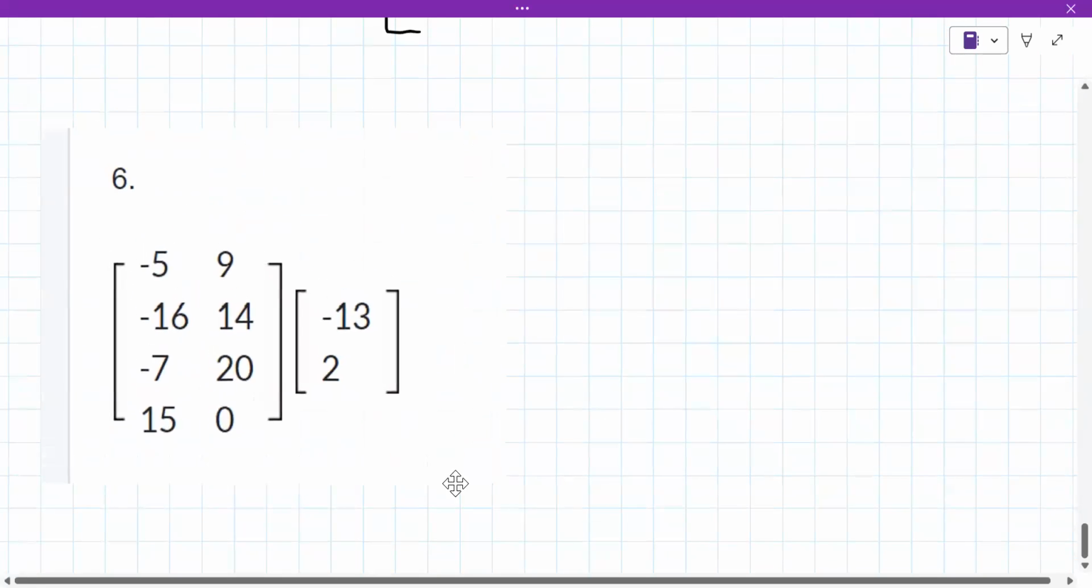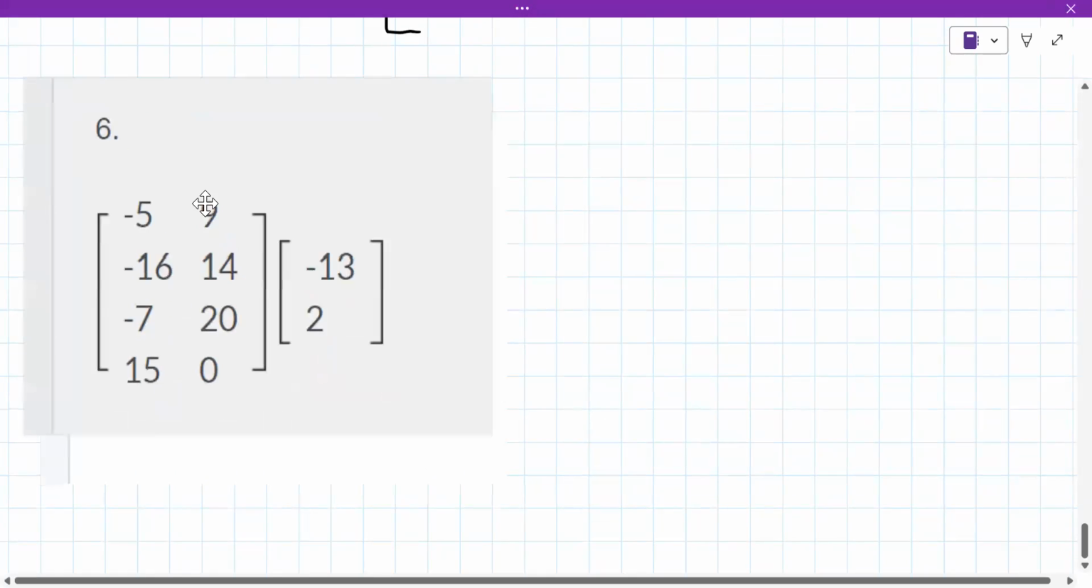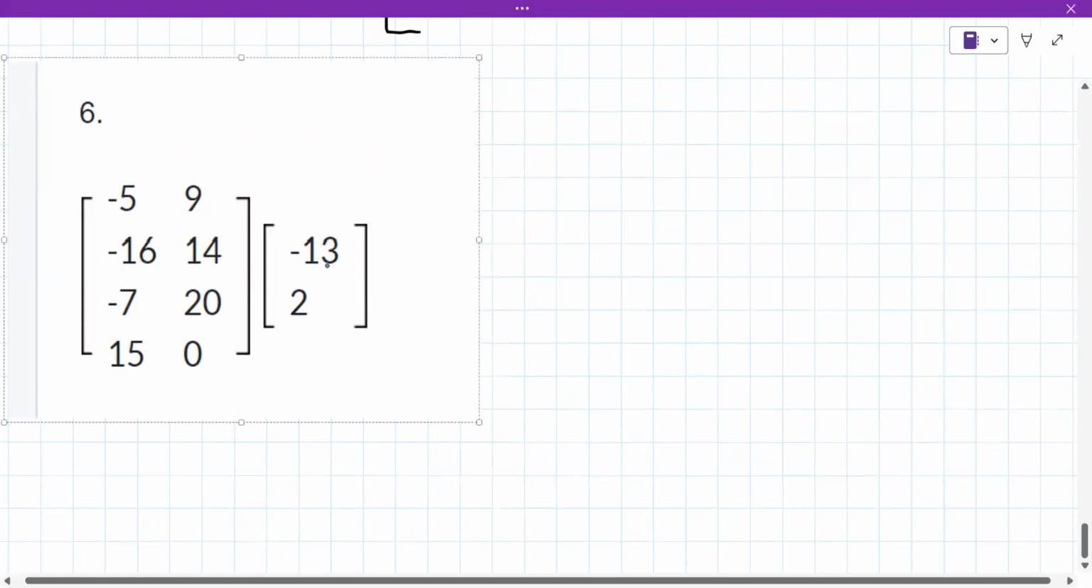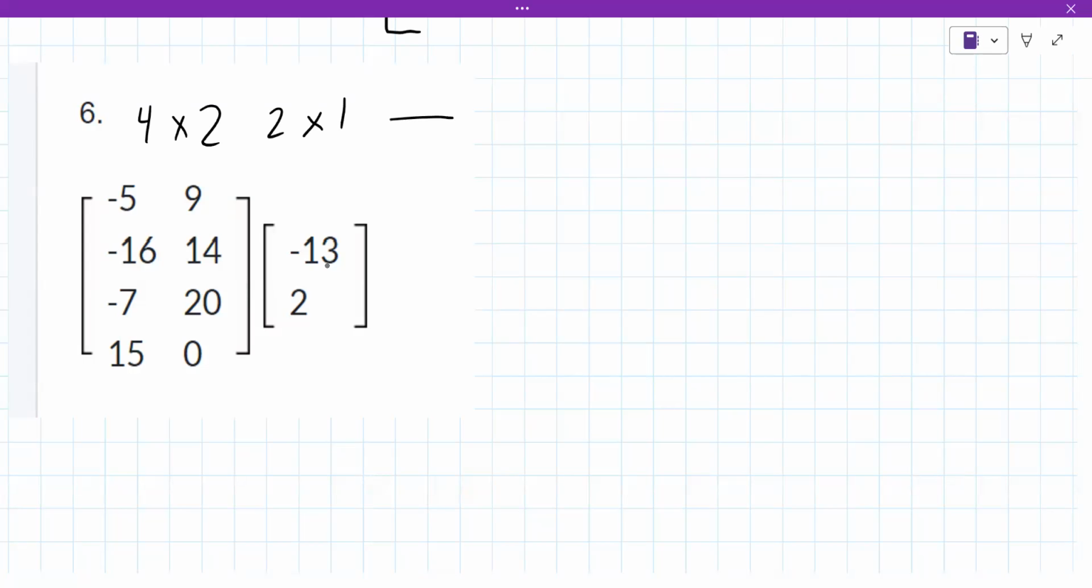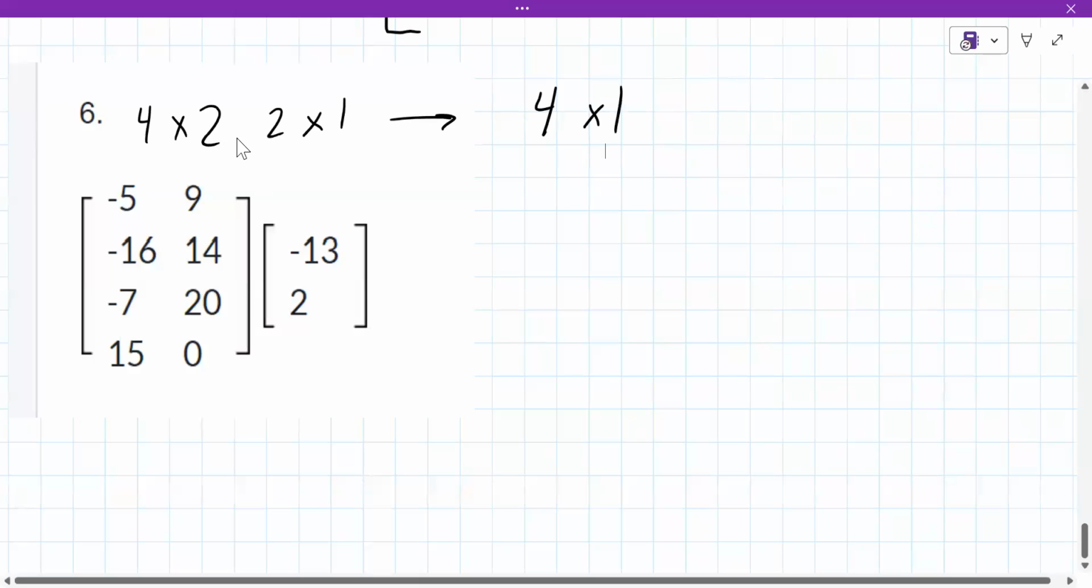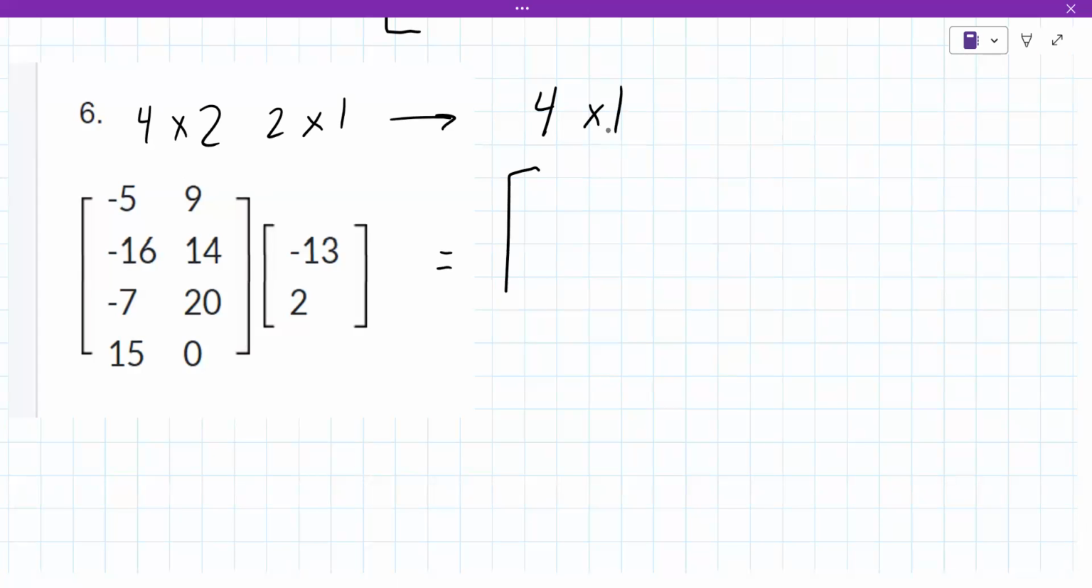All right, so 6. We looked at a problem like this in 3. You can multiply these, and this is where it's most awkward. So the dimensions are 4 by 2, and then it's a 2 by 1. So your resultant answer is a 4 by 1. Because the inner ones match, you can multiply these, and the dimension of the new matrix is 4 by 1: 4 rows, 1 column. So our answer is 4 rows and 1 column.